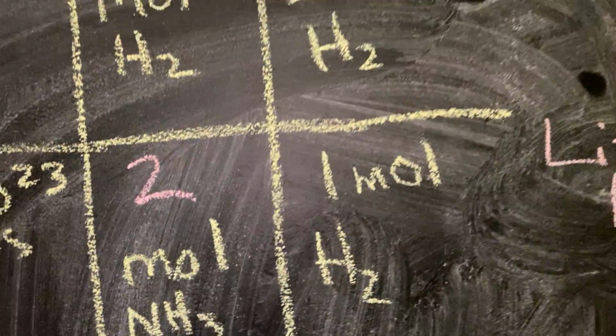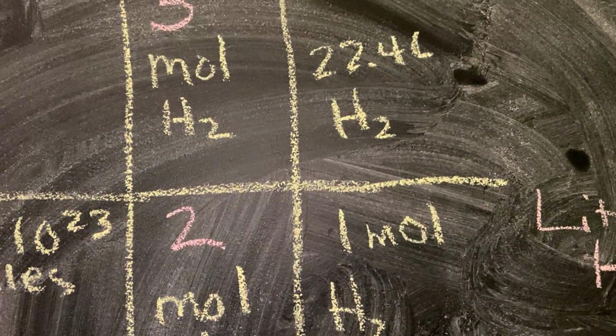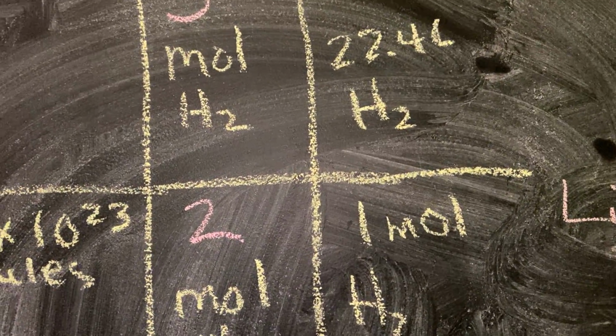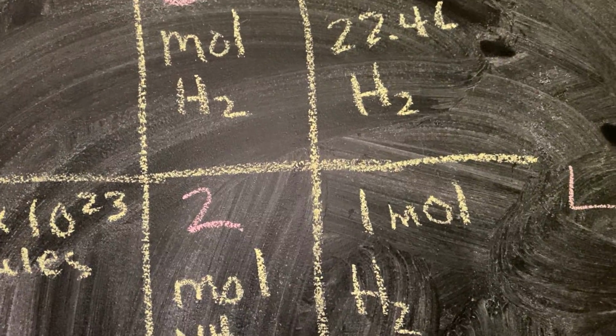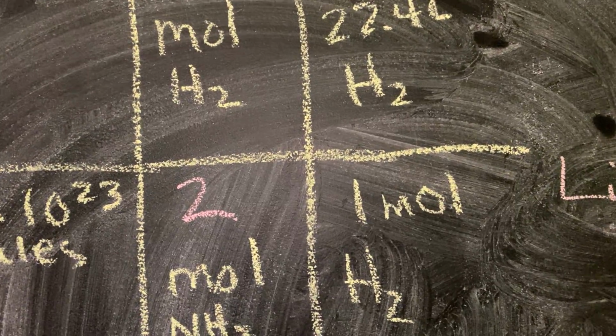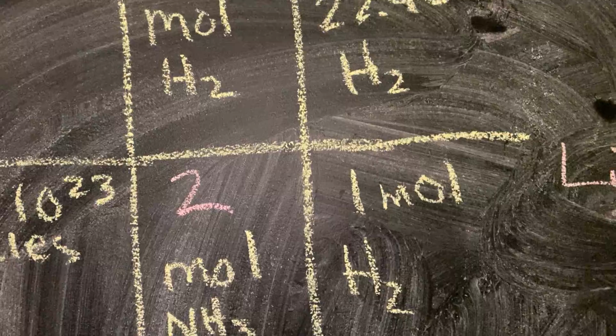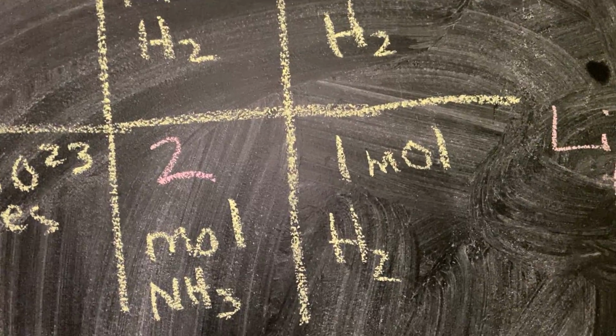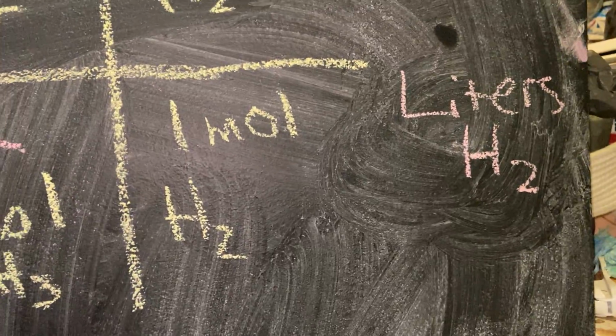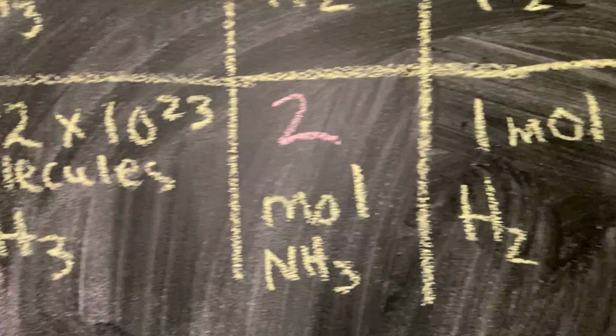And then the last step is to do your standard 22.4 liters, because it's standard temperature and pressure. That's how much volume a gas has, and that goes over 1 mole of H2. And our answer is going to be in liters of H2. So let's see how we solve this.